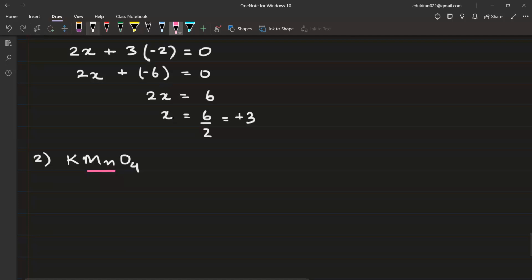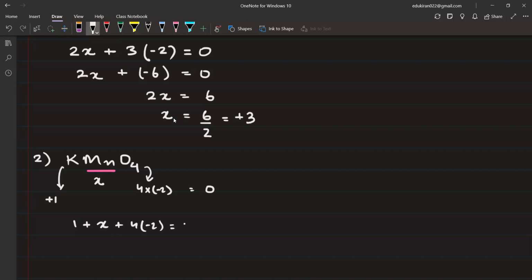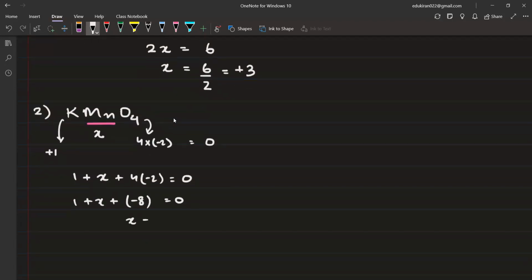Now you can see that here we have potassium, manganese and oxygen. Potassium is in which group? It is in group 1, so it will be +1. For manganese we take X, and for oxygen it will be 4 into -2. Adding all of these should give 0. So let us make an equation now: 1 plus X plus 4 into -2 is equal to 0. So 1 plus X plus -8 is equal to 0. Now X will be equal to 8, moving the +1 across, -1, so X will be +7.